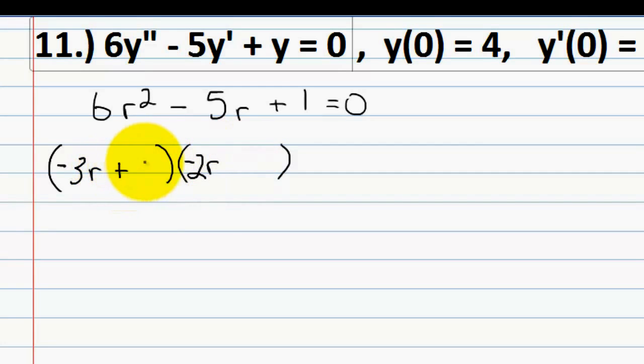This is going to be plus 1, plus 1. So when we multiply negative 3r times negative 2r, you're going to get 6r squared. When we multiply this into the 1, that'll be a negative 3r. This into this, it's going to be a negative 2r. Those add together to negative 5r. 1 times 1 is just 1.